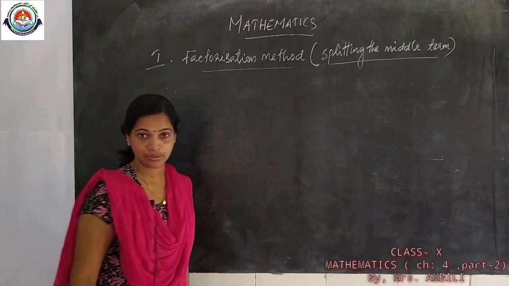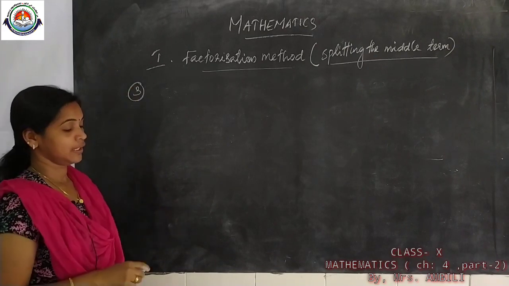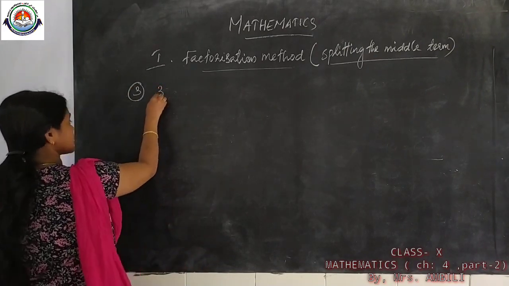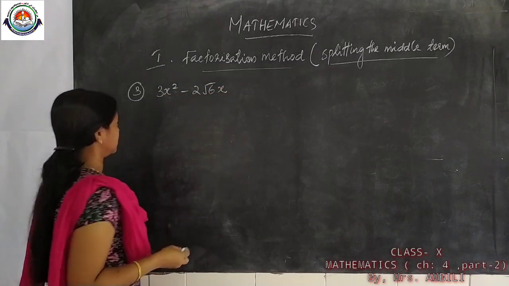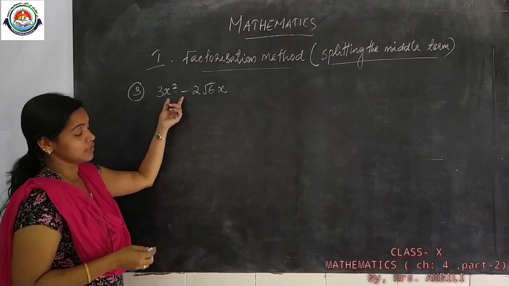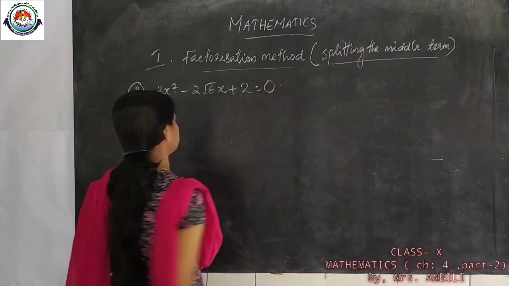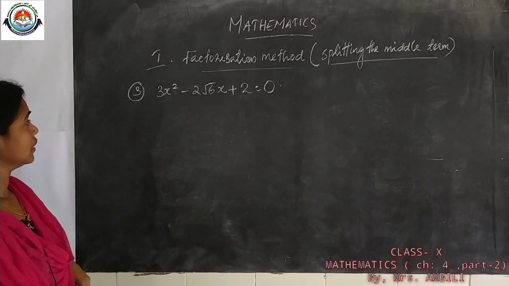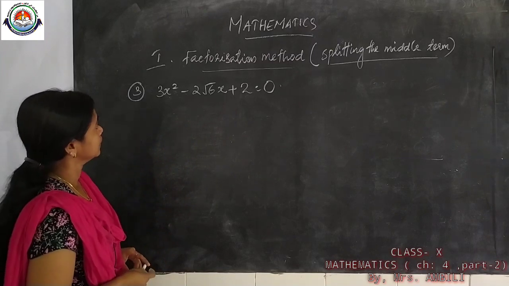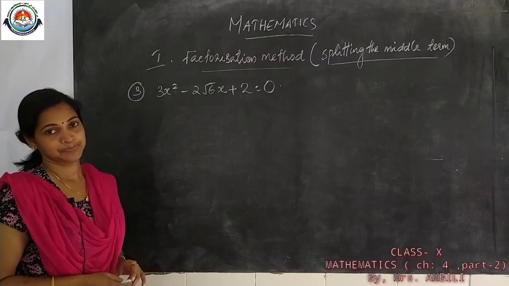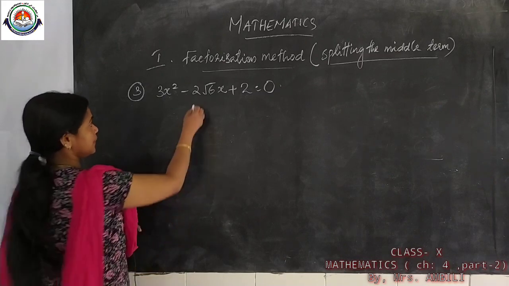One more question. Remaining questions you need to do. Okay, then third question: 3x square minus 2 root 6x plus 2 equal to 0. What is the middle term here? Minus 2 root 6x is the middle term here.